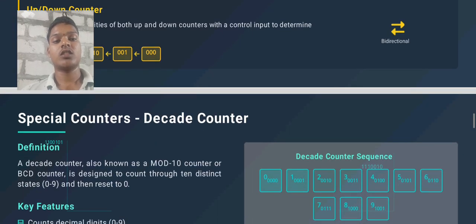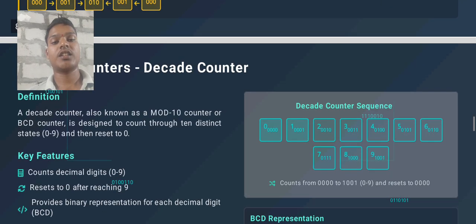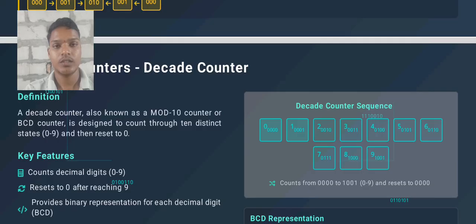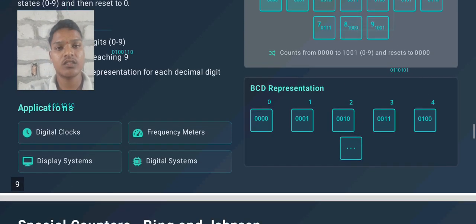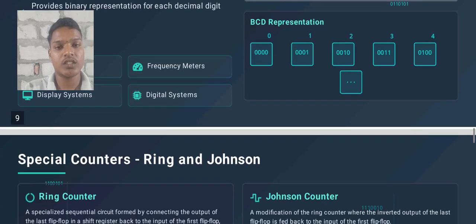Special counters, decade counters. Definition: a decade counter, also known as a mod 10 counter or BCD counter, is designed to count through 10 distinct states and then reset to 0. Key features: counts decimal digits 0 to 9, resets to 0 after reaching 9, provides binary representation for each decimal digit, BCD. Application: digital clocks, frequency meters, display systems, digital systems.